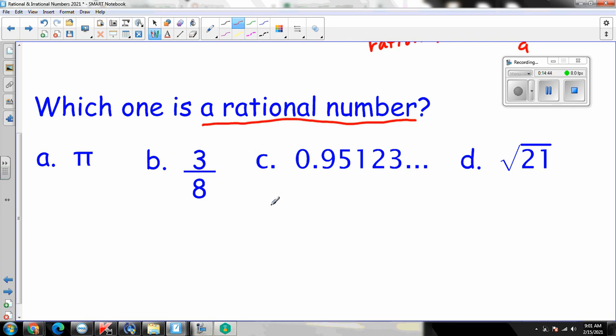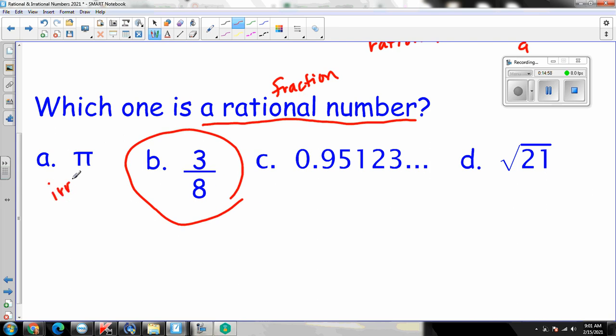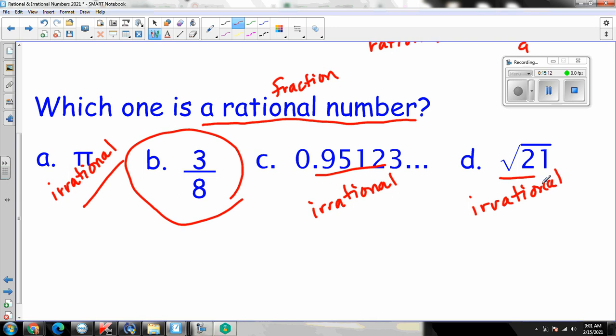All right, let's check. So I'm trying to pick the one that is a fraction. If it's rational, I can write it as a fraction. Well, right off, I'm noticing, hey, B is 3/8. That is a fraction. We know pi is irrational because it's 3.1415 on and on and on. C is irrational because it's a decimal that keeps going and doesn't repeat. And D is irrational because there's not a whole number times itself to give you 21. So this would be a decimal that kept going and didn't repeat.